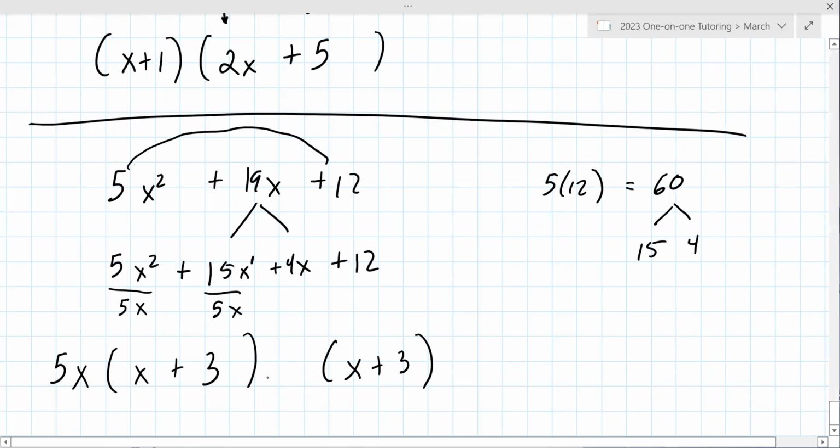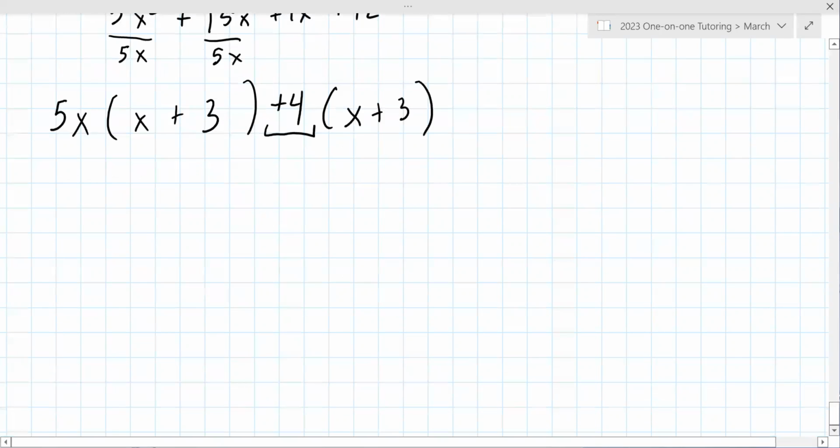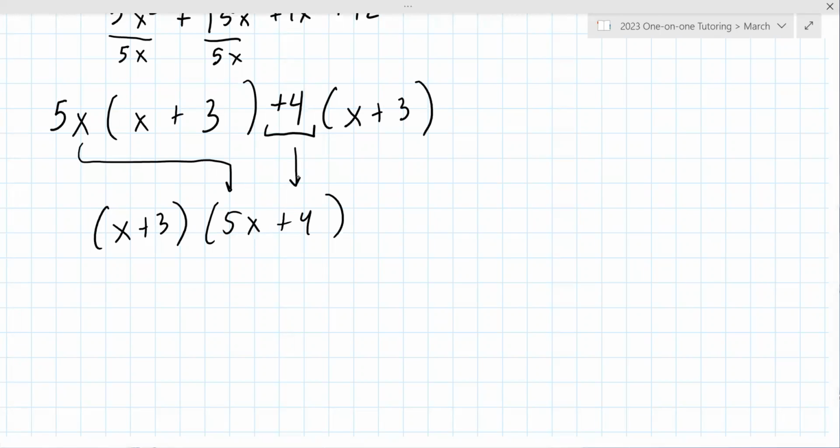And then what do we have to find? The number that goes here such that when you multiply in, you get back to the previous line. So like, what do you multiply 3 by to get 12? So it would be 4. Plus 4. And then it would be the same, so it would be the x. Yeah. So now you factor both out, x plus 3, and then 5x plus 4. Okay, that makes more sense now.